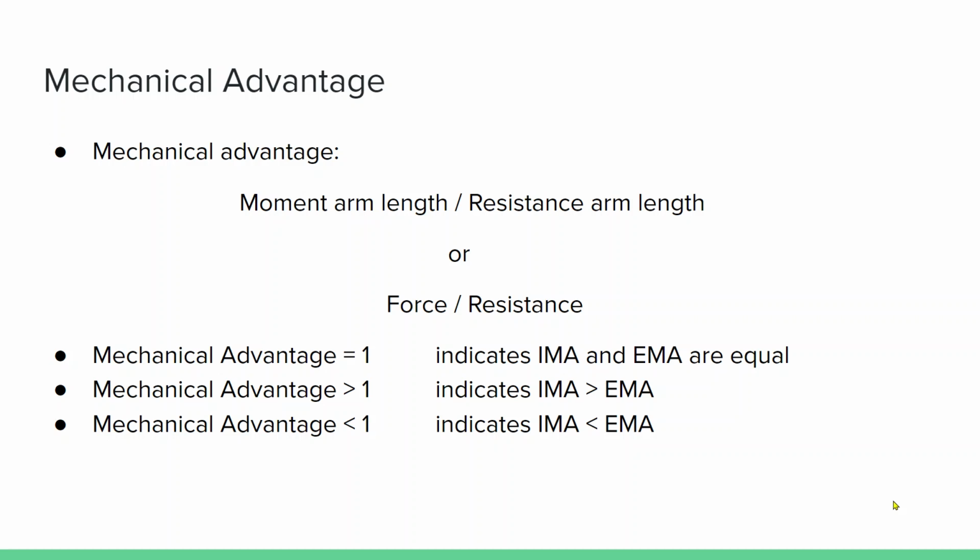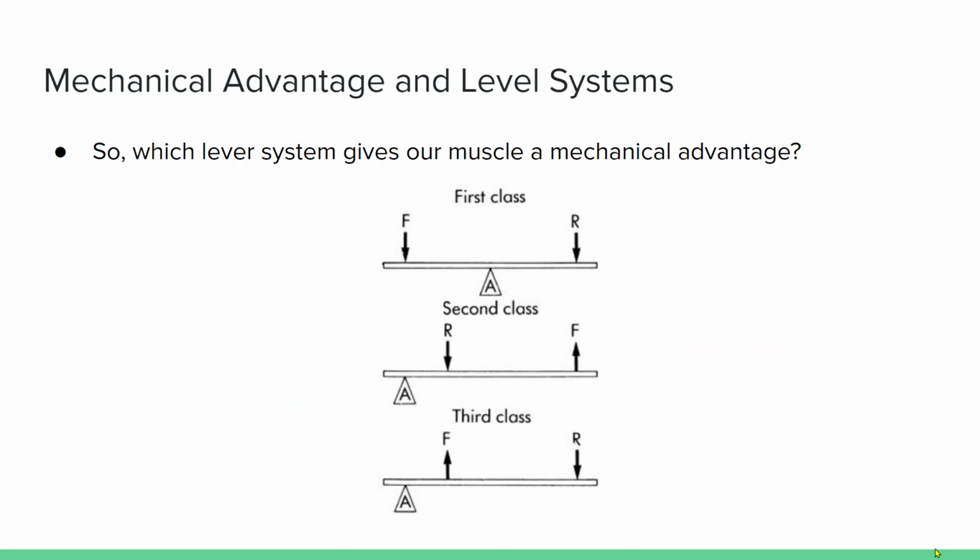If we gain a mechanical advantage greater than 1, that indicates that your IMA is greater than your EMA. And if you have a mechanical advantage that's less than 1, or a mechanical disadvantage, that indicates your IMA is smaller than your EMA. So let's look at some instances.